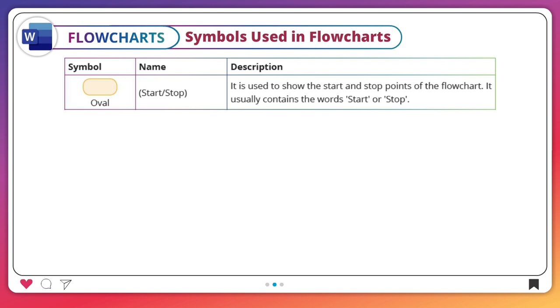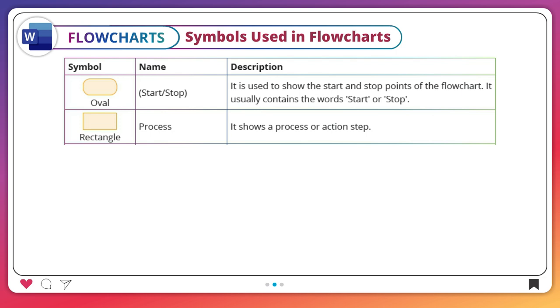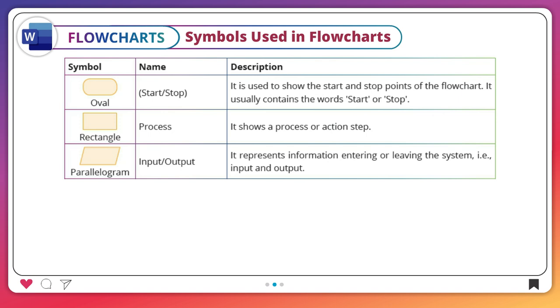Symbol, name, description. Oval, start or stop. It is used to show the start and stop points of the flowchart. It usually contains the words start or stop. Rectangle. Process. It shows a process or action step. Parallelogram. Input or output. It represents information entering or leaving the system, that is, input and output.